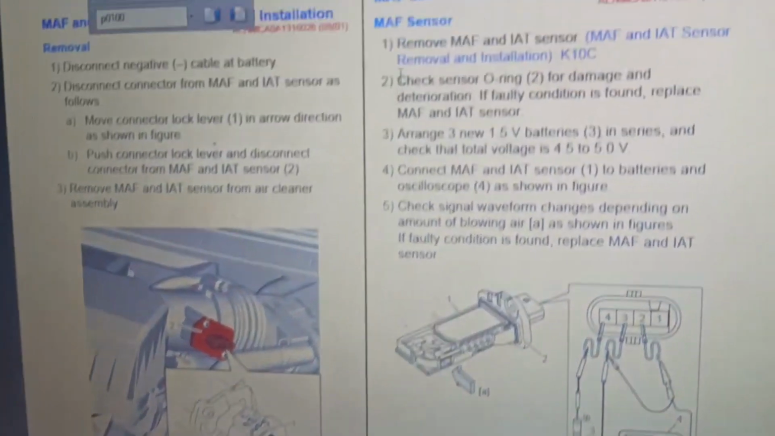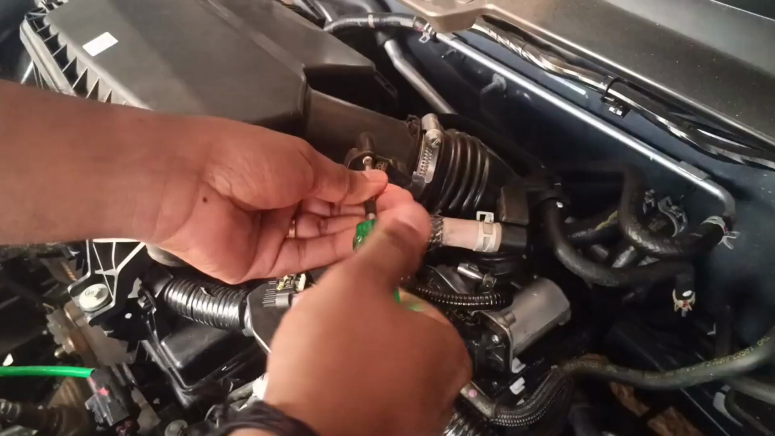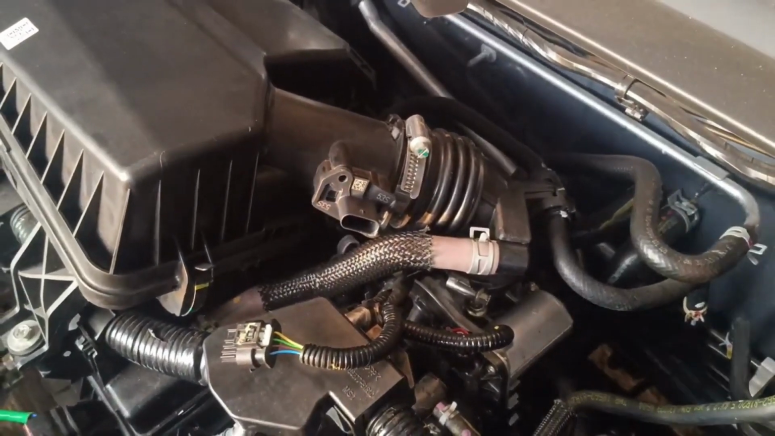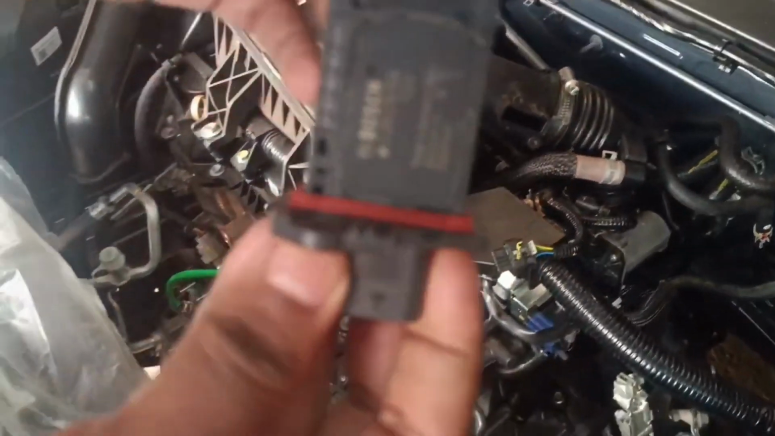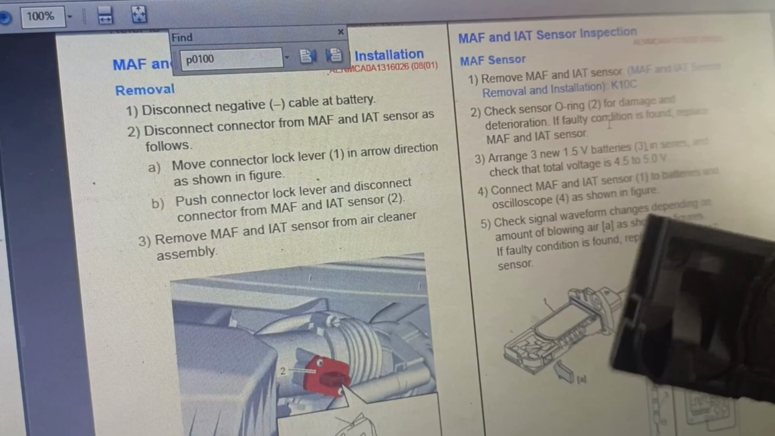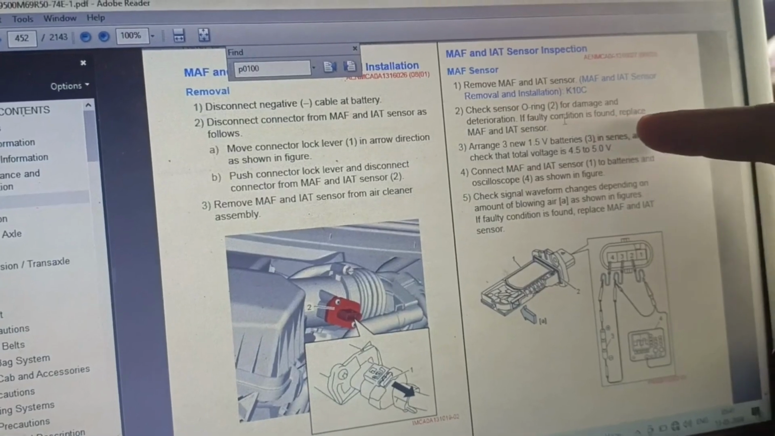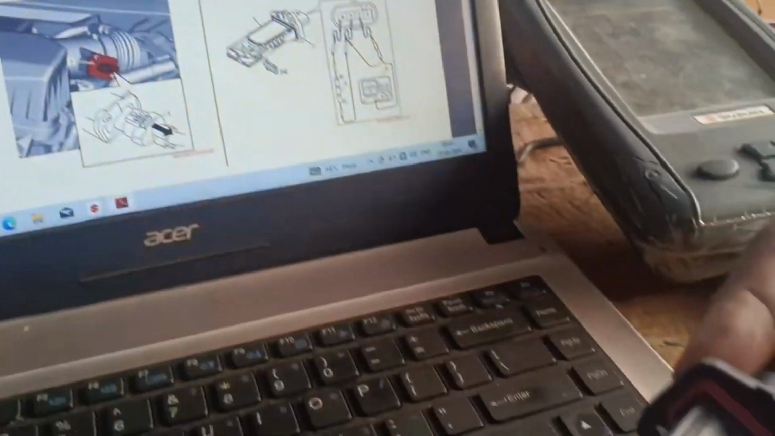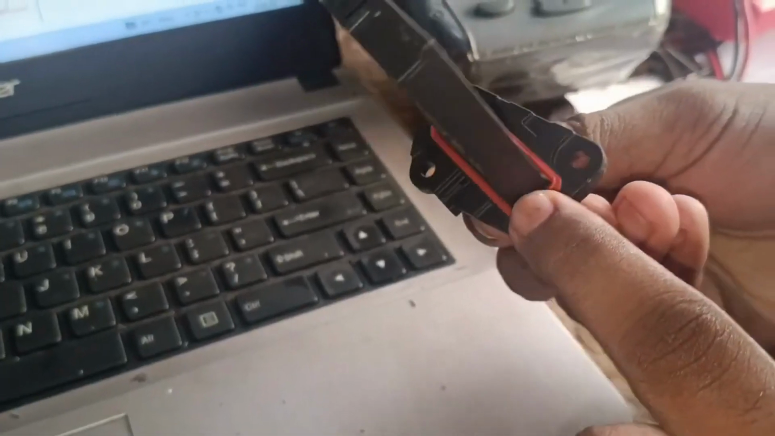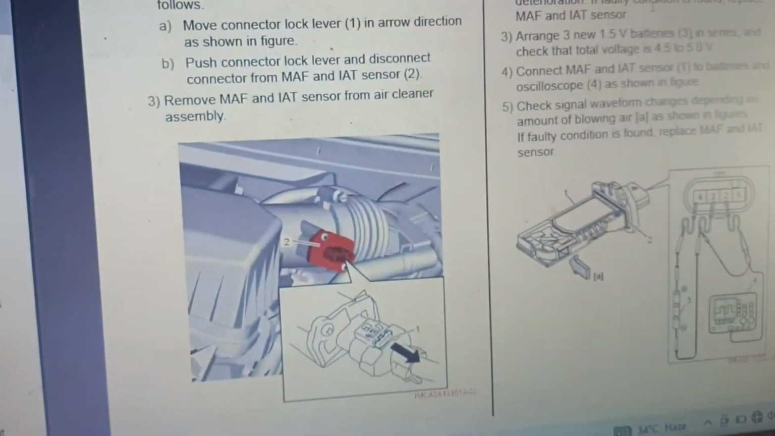MAF sensor and IAT sensor inspection. Remove the MAF and IAT sensor. Remove the screws from the air filter case and then remove the MAF sensor. And check the MAF sensor. Check the sensor O-ring for damage and deterioration. If a faulty condition is found, replace the MAF and IAT sensor. This is the O-ring. Check for any damage or deformation. If found, replace the MAF and IAT sensor.